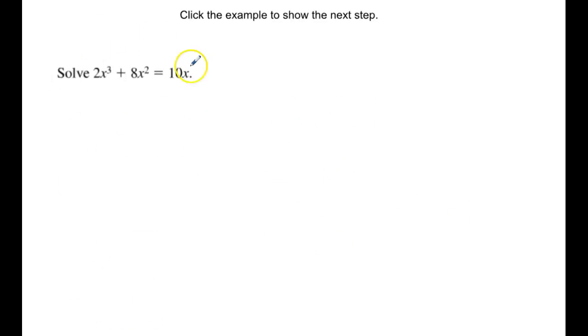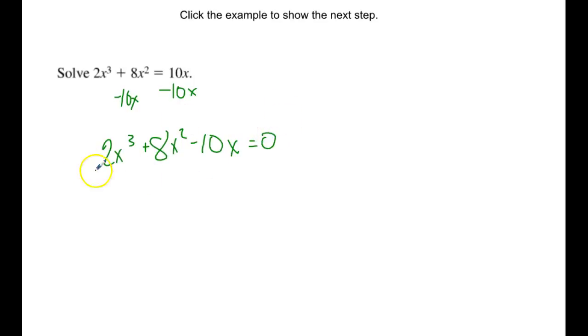Now I'm looking to solve some of these, right? We can also use this strategy to solve things. When I'm solving an equation, I want to get everything to one side. The first thing I will do is subtract 10x from both sides. Now I have 2x cubed plus 8x squared minus 10x equals 0.